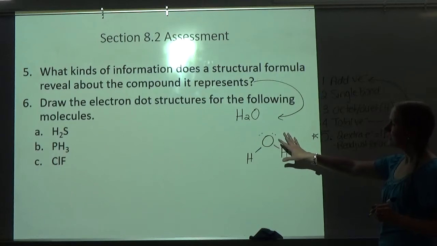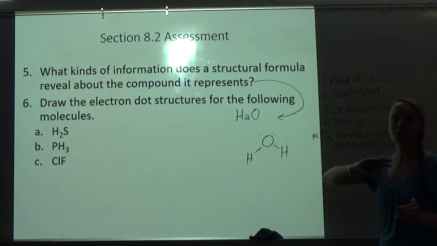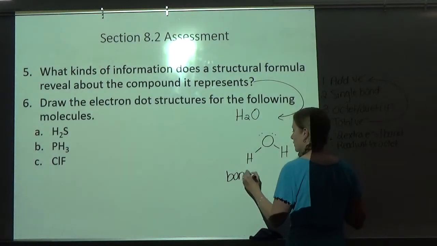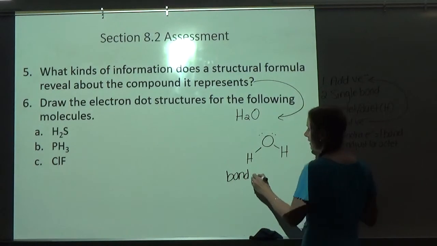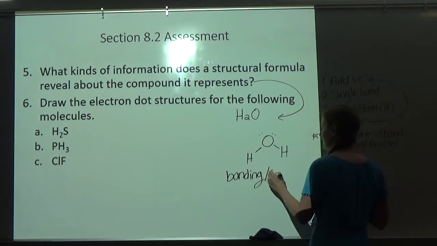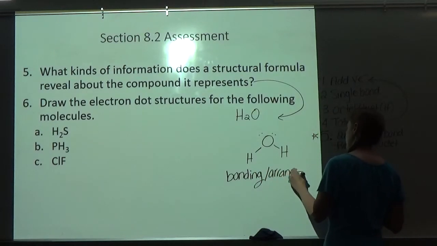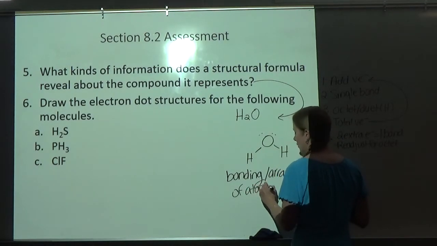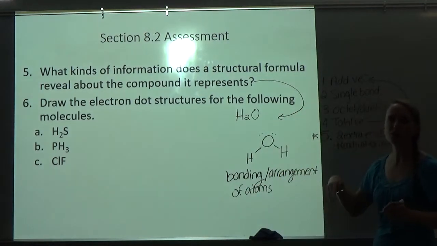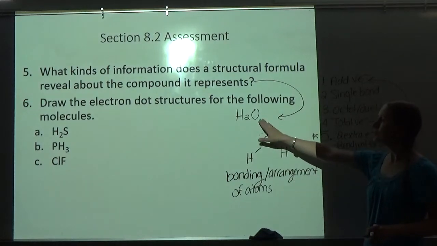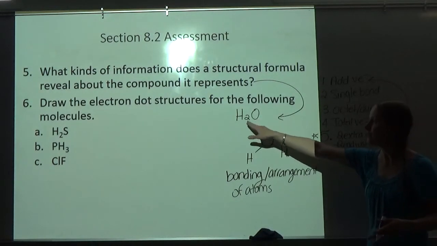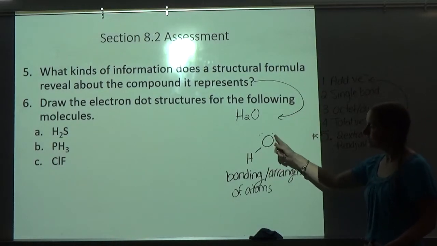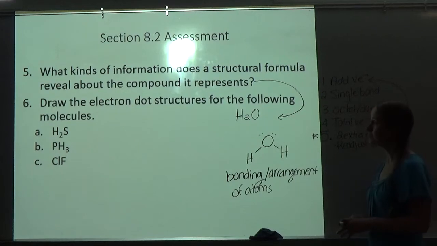So what does the Lewis dot structure show us that the original formula doesn't? It shows us the bonding and arrangement of atoms. I know I'm writing this down here, but it goes with number 5. It shows us the bonding/arrangement of atoms. You could also say it shows the lone pairs. The original formula doesn't tell us that the two H's aren't bonded together. We don't know that by looking at this. Here we can clearly see both H's are bonded to the oxygen.